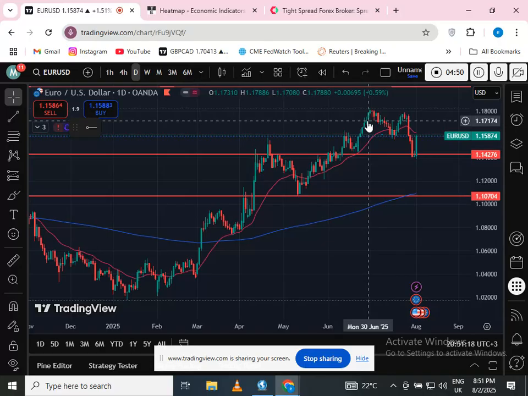So let's look at how it's calculated. Swap is calculated based on the interest rate differential between the two currencies in the trading pair, the position size, and whether you are buying or selling.